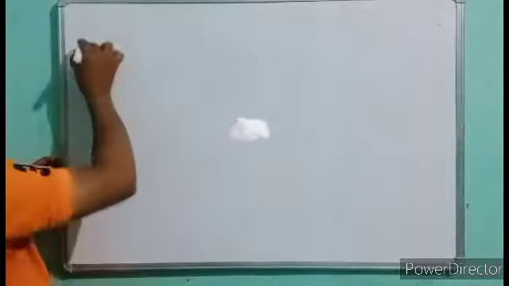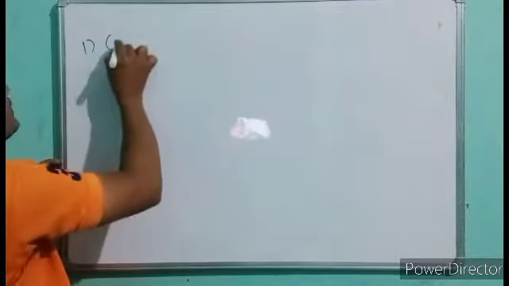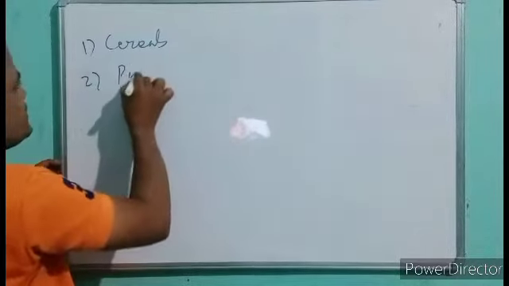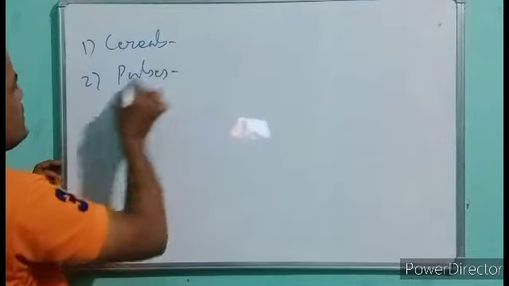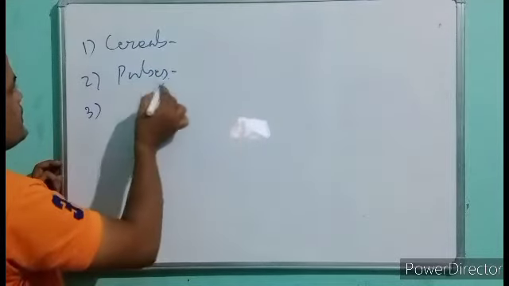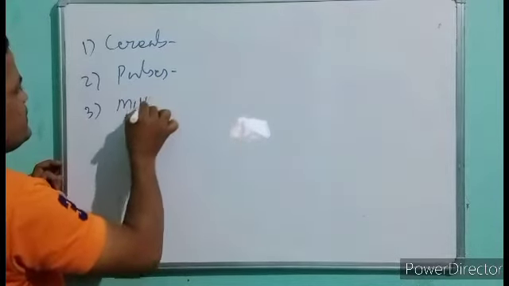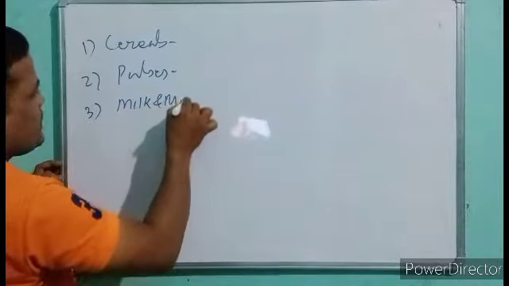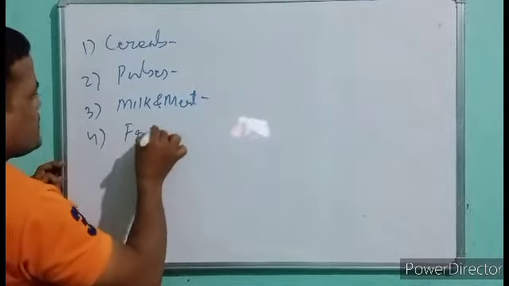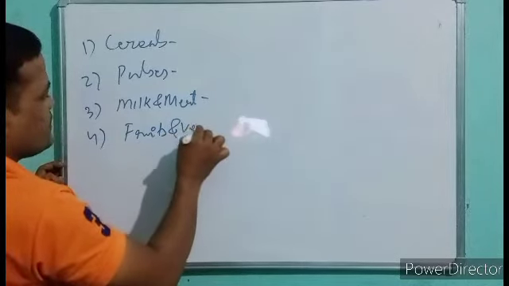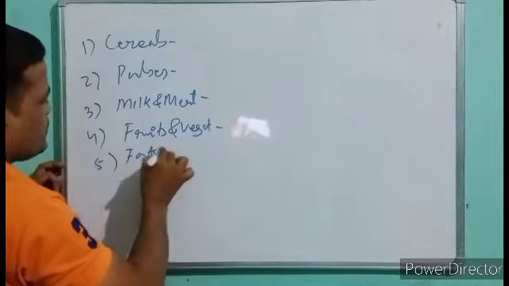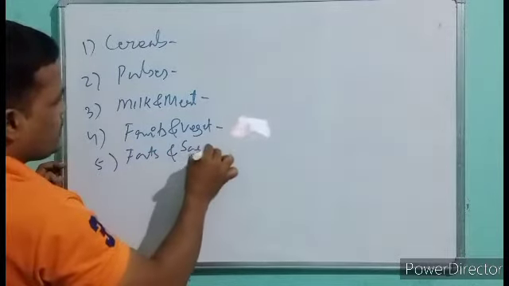Let us write. Number one is your cereals. Number two is your pulses. I am writing in short way. Number three is your milk and meat. Next one, four, is your fruits and vegetables. Next one, five, is your fats and sugars. So these are the five groups.